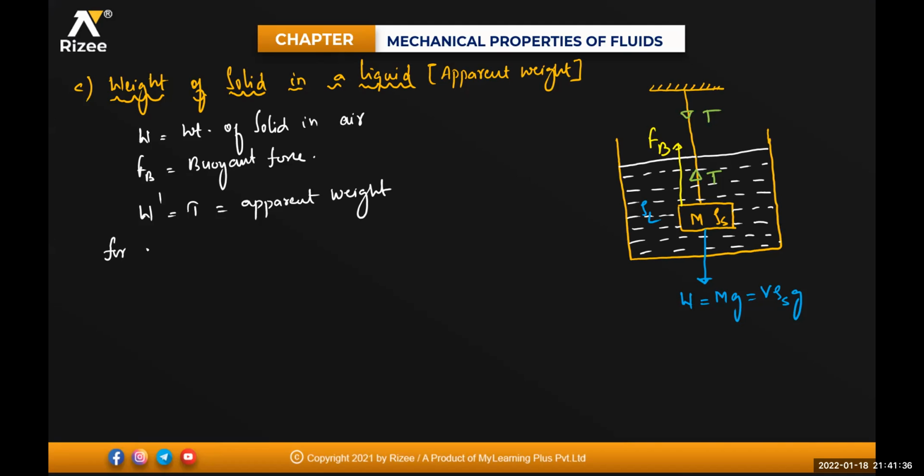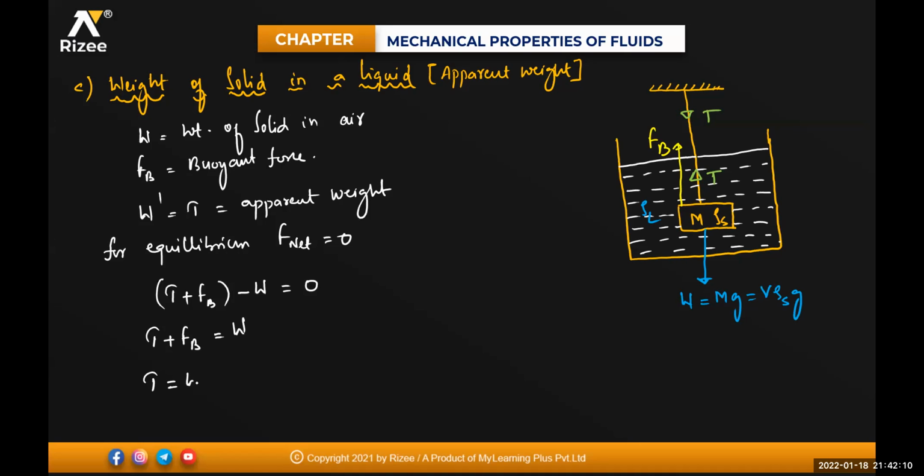Now for equilibrium, what do you mean by equilibrium, beta? Net force acting on the system must be equal to 0. Then only the body is said to be in equilibrium. So what are the forces which are acting on the body, beta? Capital T in the upward direction, buoyant force in the upward direction, minus weight of the body in the downward direction must be equal to 0. Or I can say here T plus buoyant force will be equal to weight W. So what will be the tension, beta? This tension is only your apparent weight. That will be equal to your weight W minus your buoyant force. Okay, this T I am representing by W dash.